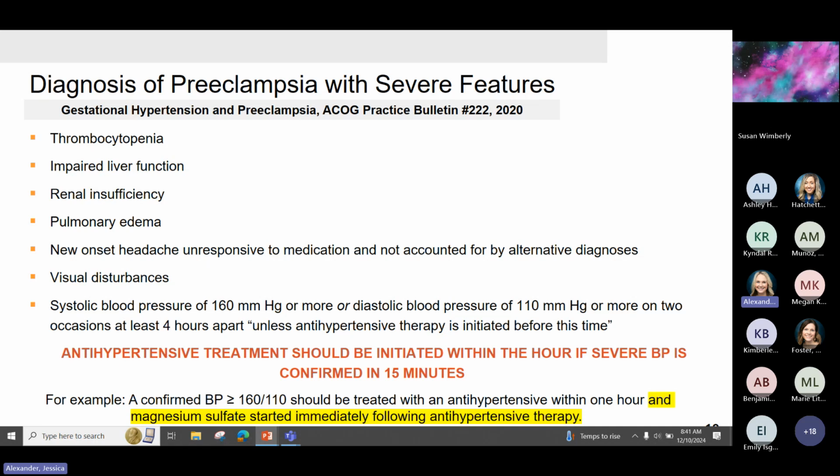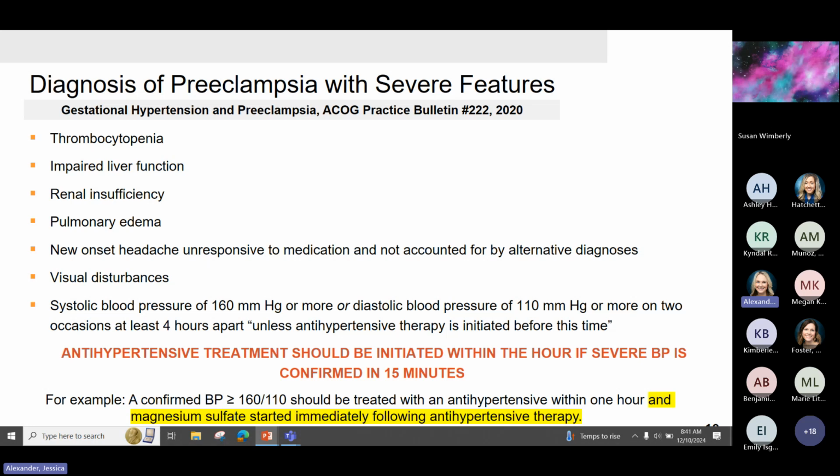A diagnosis of preeclampsia with severe features: low platelets, impaired liver, renal insufficiency, pulmonary edema, new onset of headaches unresponsive to medication, visual. The blood pressure is again defined there, but antihypertensive treatment should be initiated within the hour if severe blood pressure is confirmed after the 15-minute repeat.